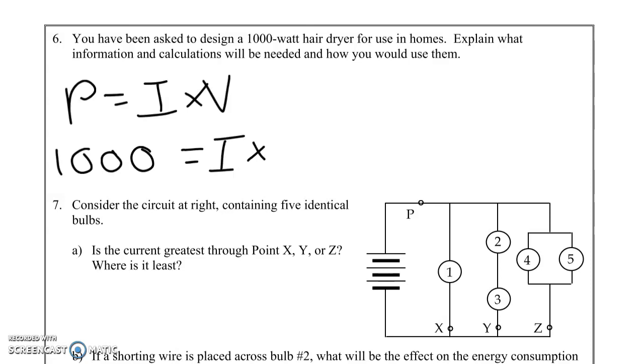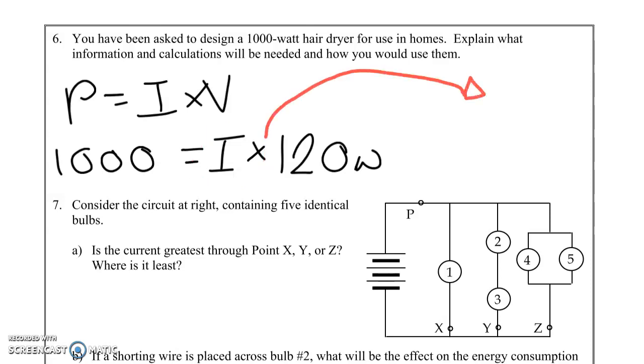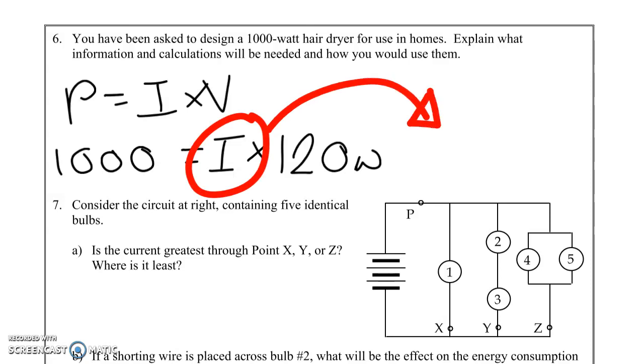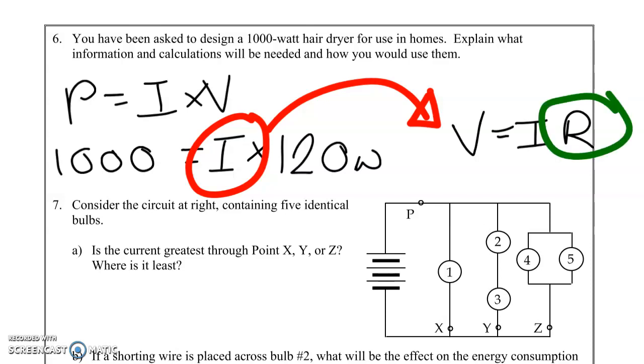The voltage is usually, in most American homes, 120 volts. Okay, which means we can use this equation right here to find the necessary current. Once we have found that current, we can use Ohm's law, which says that V equals IR, to find the resistance. And that's all that we would need to do.